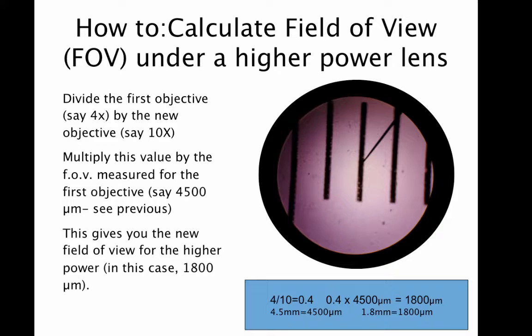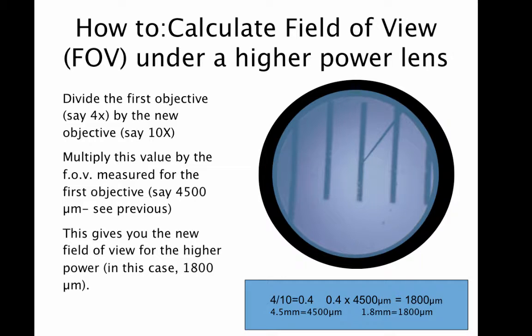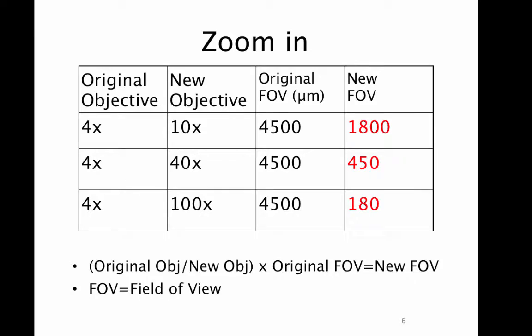You can't easily see the ruler under higher powers, but you can use mathematics to calculate the field of view using your low power measurement. Divide the first objective by the new objective and multiply this value by the measured field of view when using the first objective. This chart shows the relationship between several lenses using a specific microscope. All microscopes are not alike. With this information, you are ready to use ImageJ to investigate osmosis in the red onion.